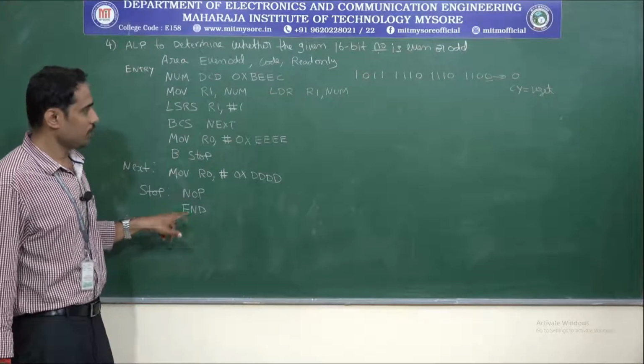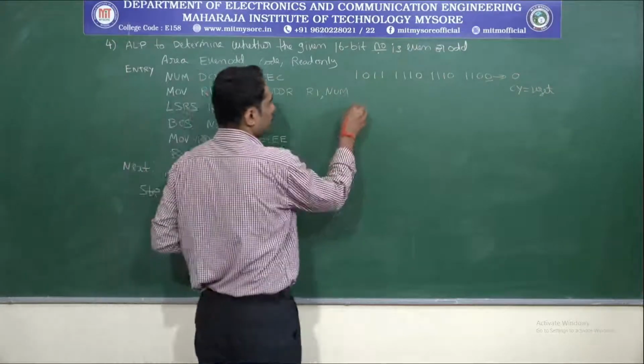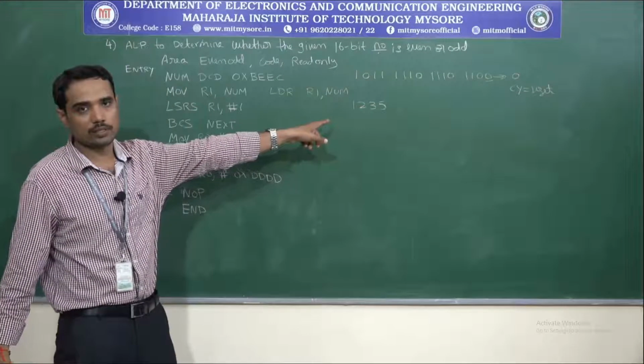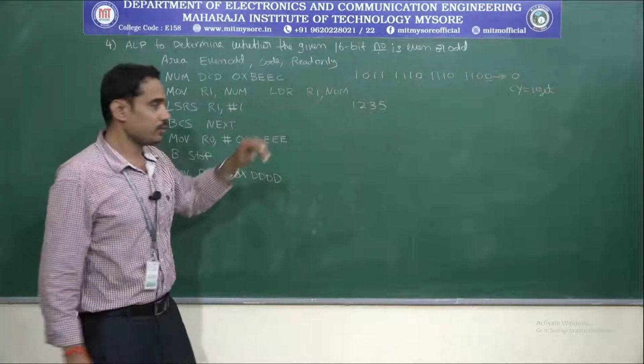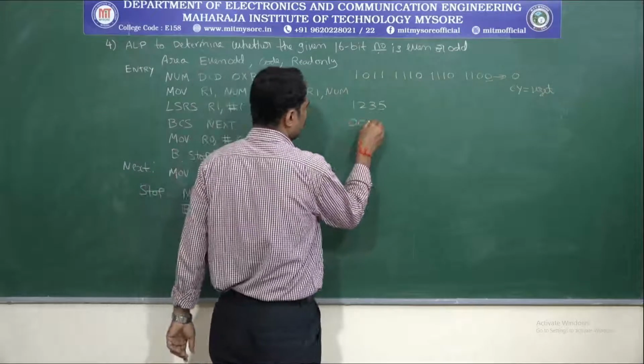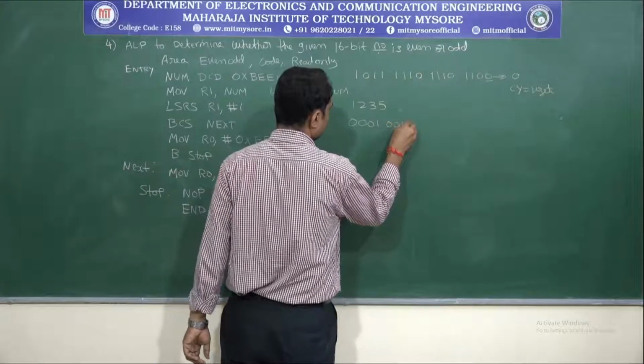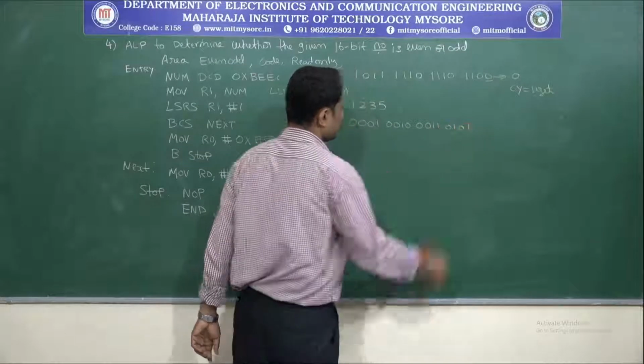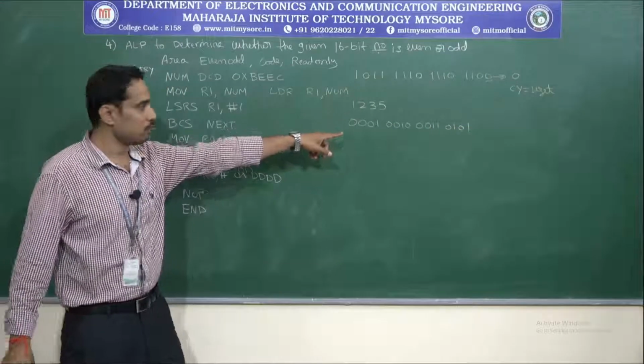NOP and then end. Now let us take one more example, that is 1, 2, 3, 5. By looking at this data, one may say that this is an odd number. You can write it in terms of binary. Okay, 1, 2, 3, 5 expressed in terms of binary.